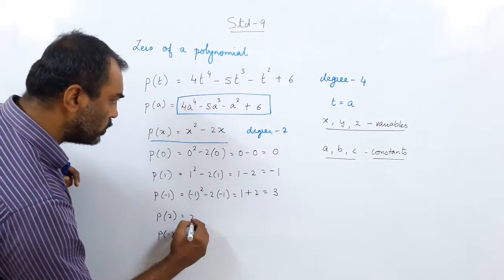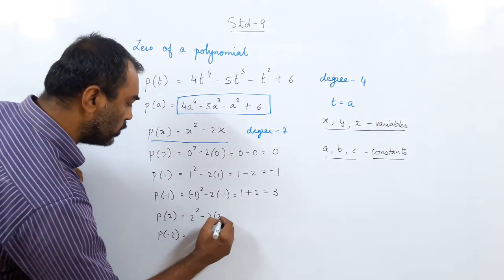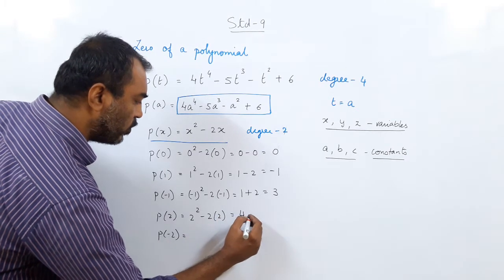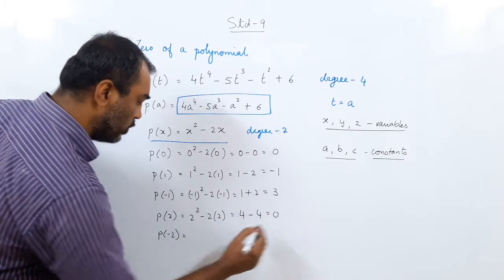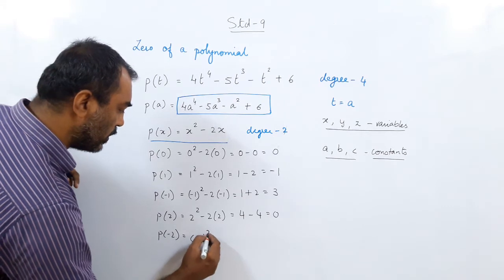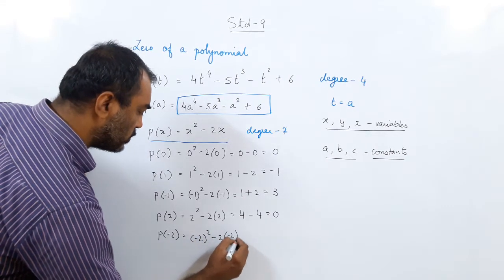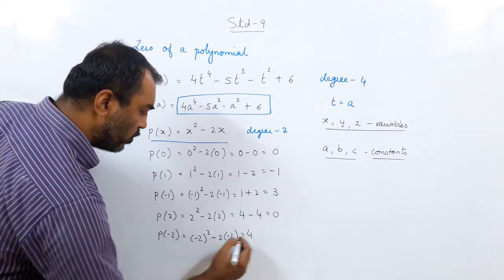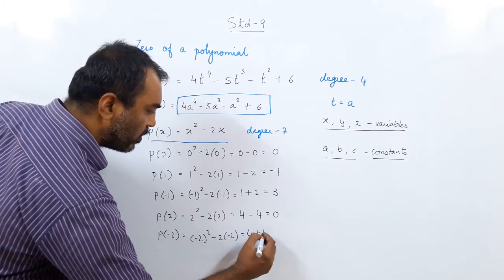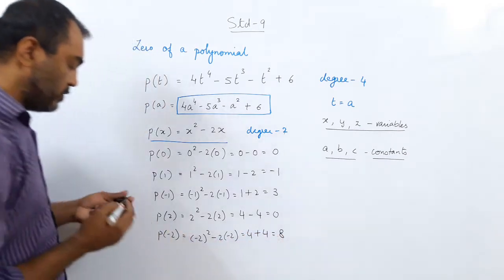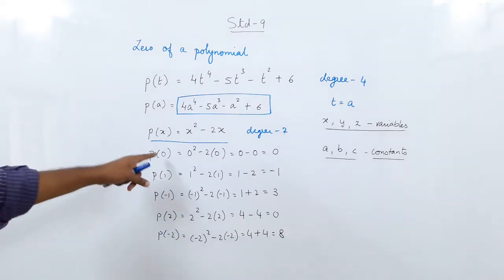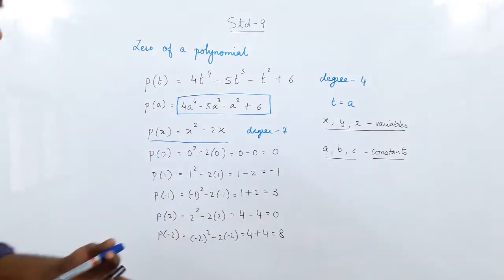Now 2. So 2 square minus 2 into 2. 2 square is 4. 4 minus 4 is 0. Minus 2 square minus 2 into minus 2. Minus 2 square is 4. Minus 2 into minus 2 is also plus 4. The answer is 8. So we took 5 different values of x and we found the value of the polynomial.